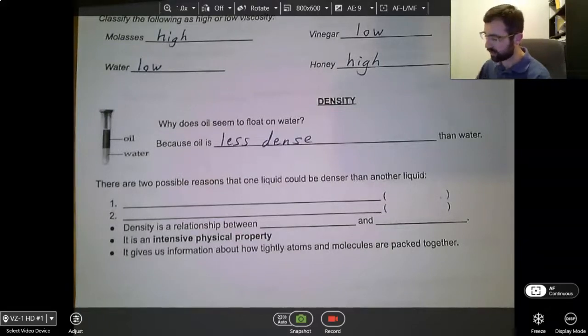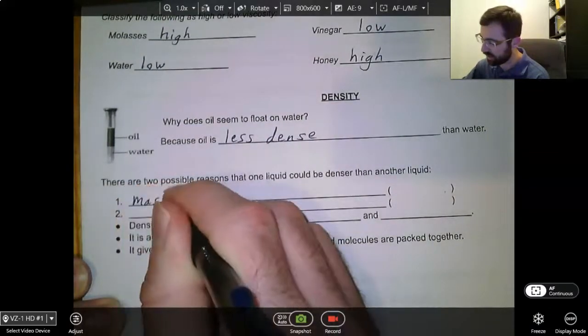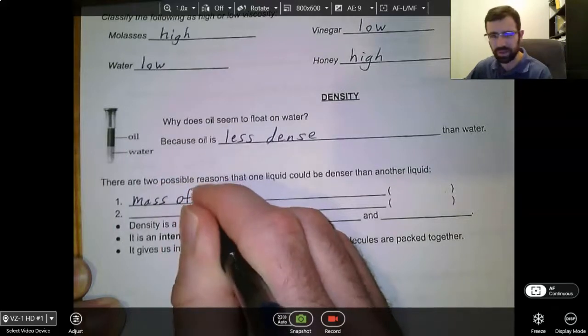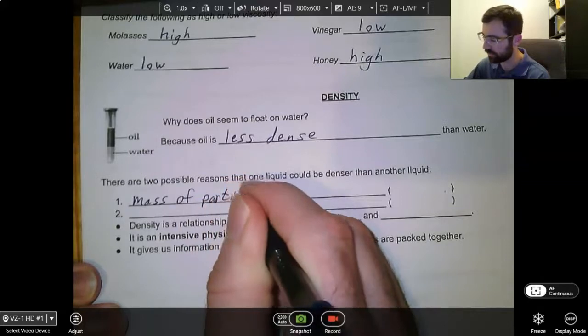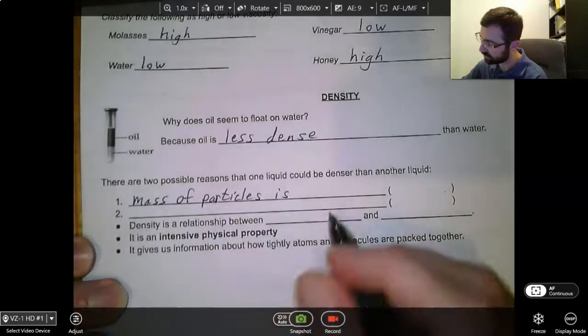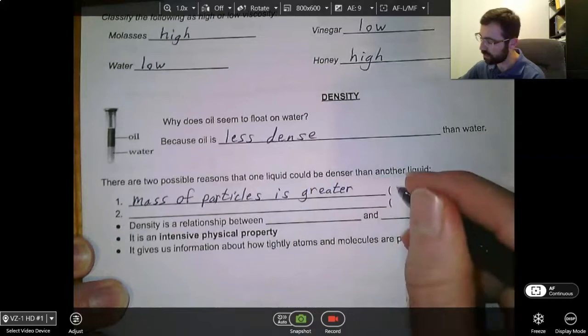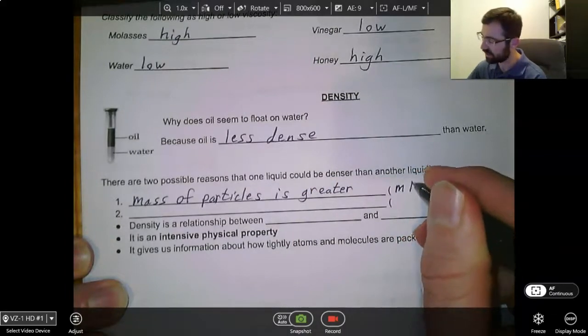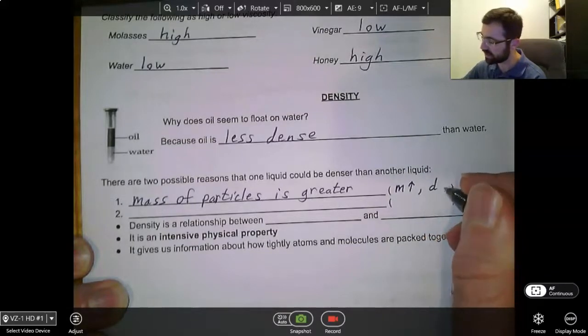So one possible reason is because the mass of the particles, like we're talking about the molecules or something, the particles, is greater. So in other words, I'm telling you the mass increases. So as a result, the density increases.